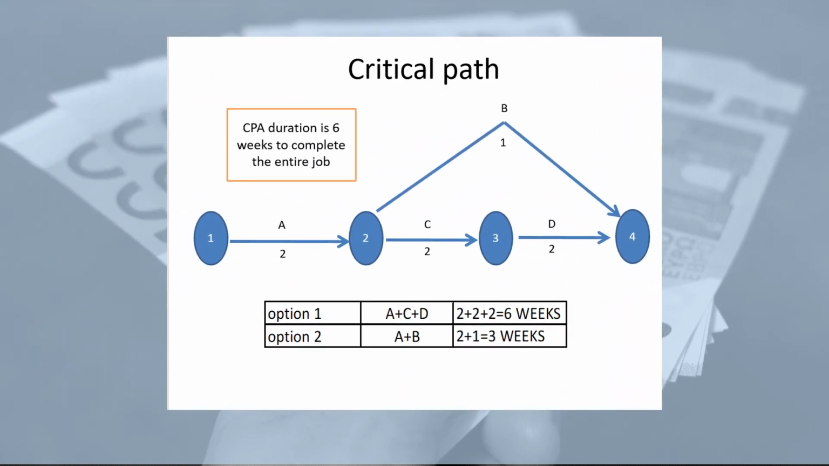Again, if we put some times on this, the critical path analysis duration is 6 weeks to complete the entire job. So from point A, from number 1, A is 2 weeks, plus 2 weeks. So A plus C plus D equals 2 plus 2 plus 2, which is 6 weeks. So we can see it takes 6 weeks to complete.